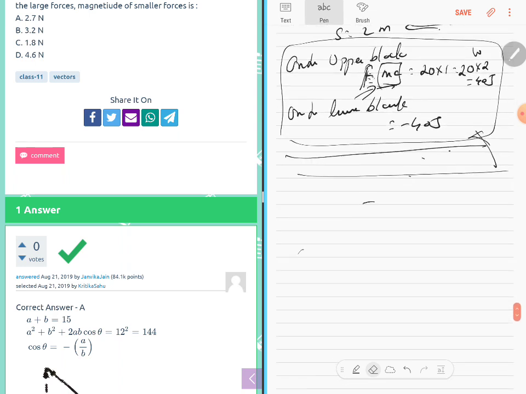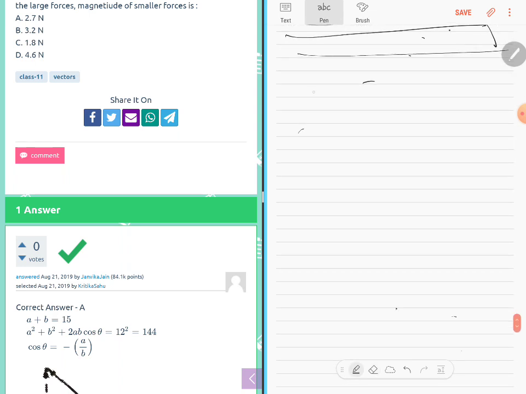Here's the question. You have to take that. They've given magnitude of A plus magnitude of B is equal to 15. And the resultant itself is 12.